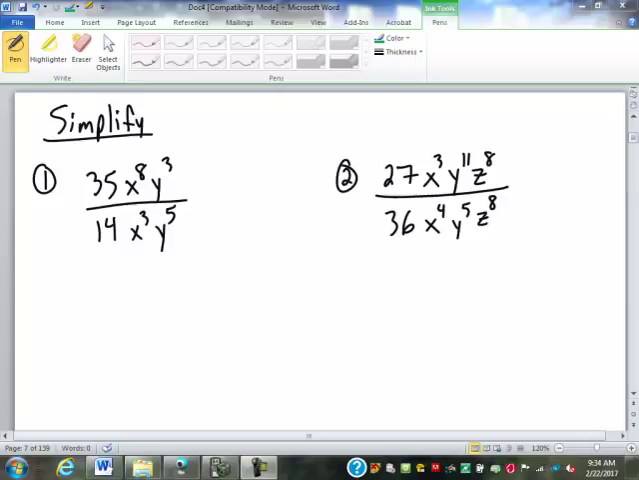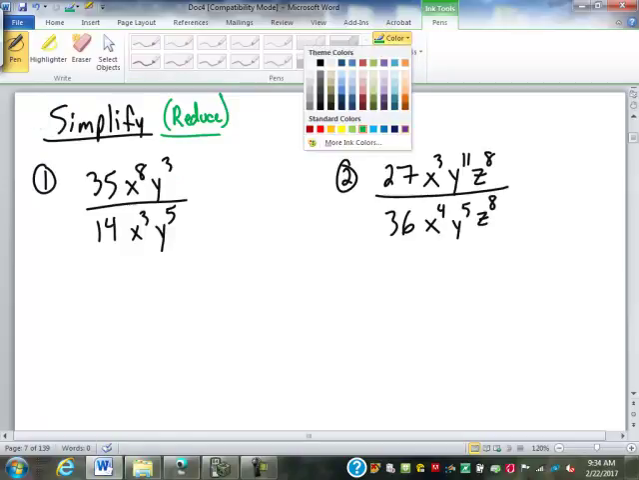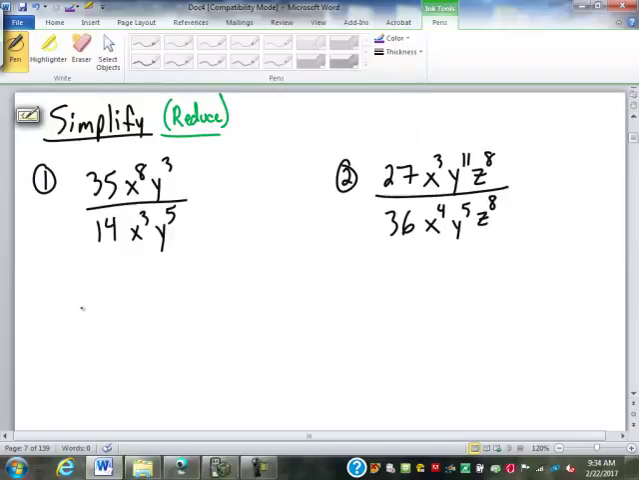Okay, so for both of these, we're simplifying. I could have also just said reduce the fractions. Neither one of these divides out, so we're going to be just reducing the fractions. We'll start out by reducing the numbers first.